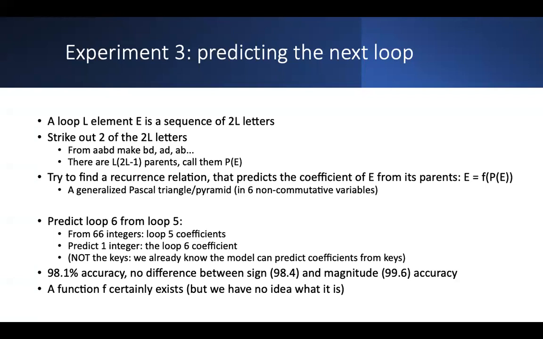So loop 6 from loop 5, you have 66 integers, which are the parents. You provide the 66 integers, and you try to predict the next one. And if you do that, you end up at 98% accuracy. So yes, it's possible. There's a function that does that. We don't know it. And unfortunately, it's very difficult to open the transformer and see it. But we have that proof of concept that this function exists.